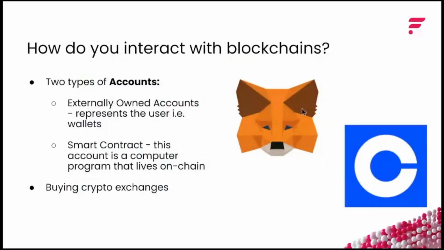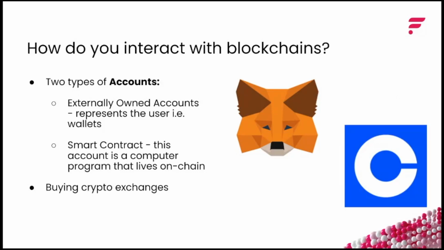Okay. Now, I'd be remiss if I didn't touch on briefly, how do you actually interact with blockchains? You have a lot of theory behind it, and we'll touch on this in the next presentation. But you have two kinds of accounts on the blockchain that you can interact with. The first is what you would call an EOA, or an externally owned account, which represents a user's wallet. And that's what you're going to be using to send cryptocurrency, to receive it, to send a transaction to a smart contract, etc.